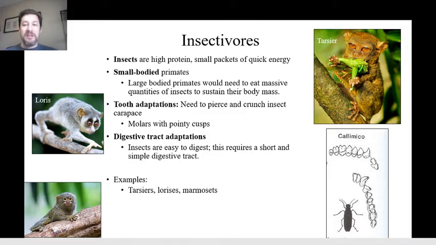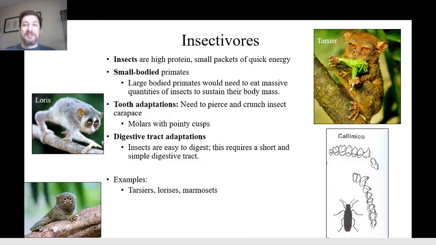So what do you need as far as adaptations in order to eat insects? Well, insects are crunchy, right? All the good stuff is inside that shell or that carapace. And so in order to access that, you need something to pierce and crunch that carapace. And so most insectivores have molars that are pointed. So if you think about your molar, or if you run your tongue over your molar in the back of your mouth, there's a ridge there, but it's basically flat.